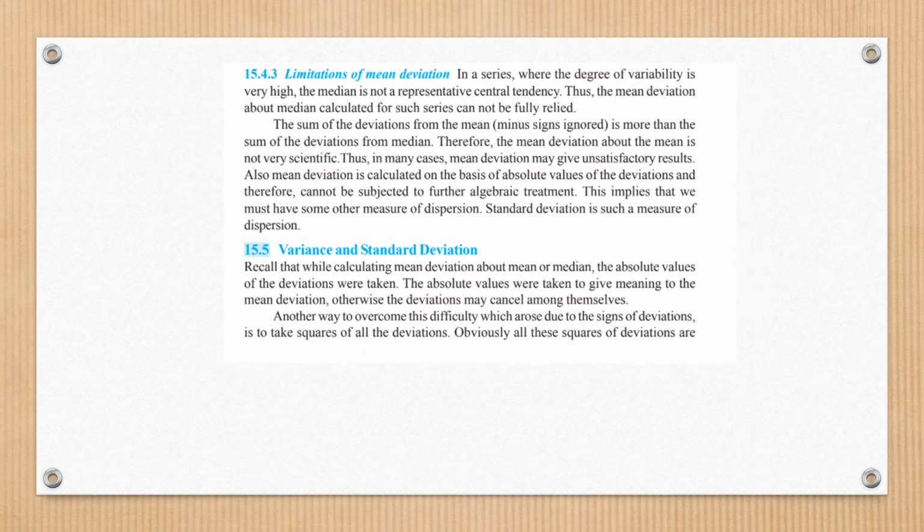Now, limitations of mean deviation: in a series where the degree of variability is very high, the median is not a representative central tendency. Thus mean deviation about median calculated for such a series cannot be fully relied on. In that case, we have to find the variance and standard deviation. Another way to overcome the difficulty that arose due to signs of deviations is to take squares. Either we take the modulus, the absolute values, or we take the squares. That way also the negative sign will be removed.